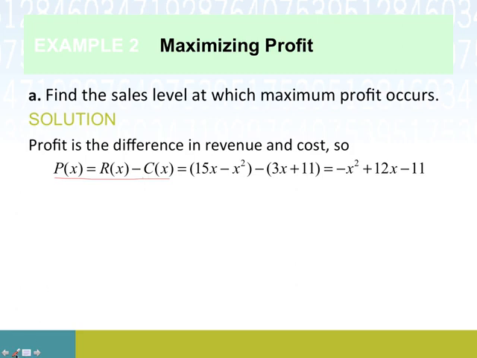Well, revenue we can get if we know that we sell x items. According to that demand function we were given earlier, we can charge 15 minus x dollars per spark plug if we want to get x of them out of the shop. So if we multiply those two things together, x times 15 is 15x, x times x is x squared. There's our revenue function right there.